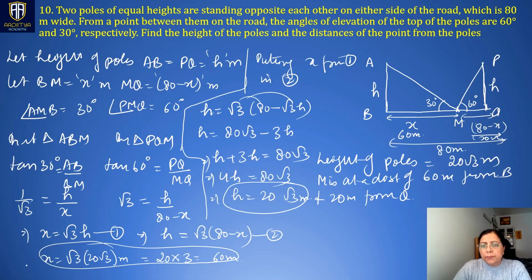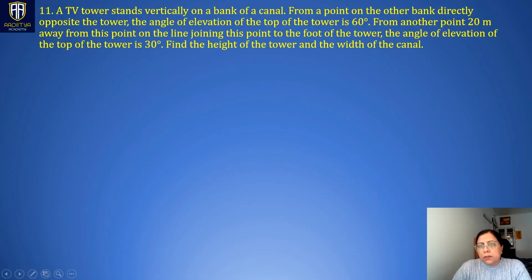So I hope this is clear. Next question is, a TV tower stands vertically on a bank of a canal. From a point on the other bank directly opposite the tower, the angle of elevation of the top of the tower is 60 degrees. So assume that in the previous question we had a road between two poles. Here we have a canal between a tower and we are looking at this tower from the other bank of this canal.